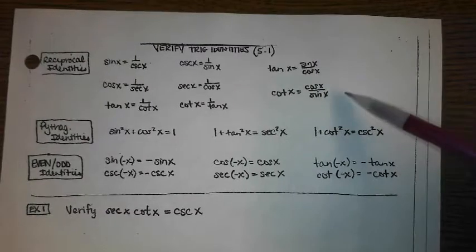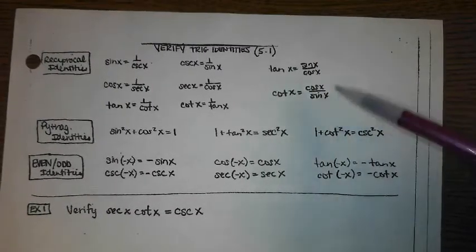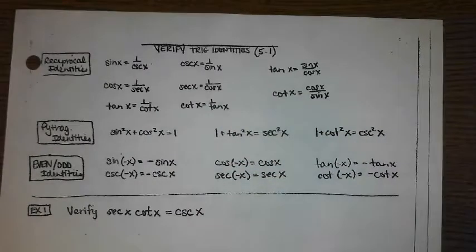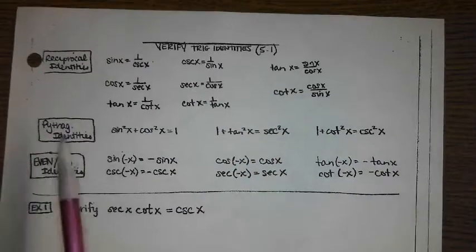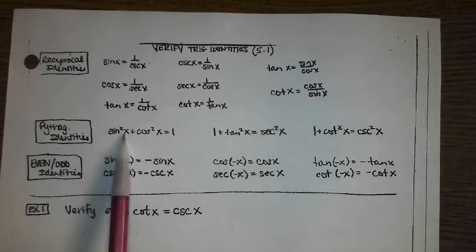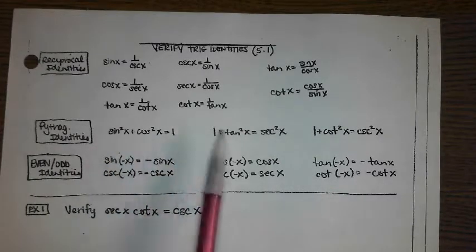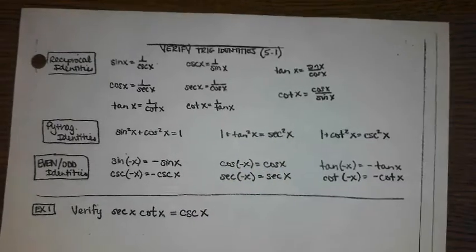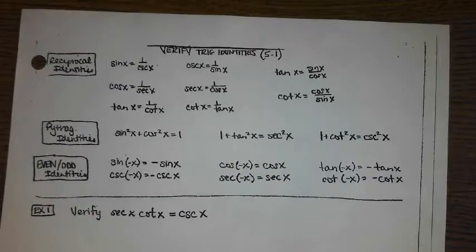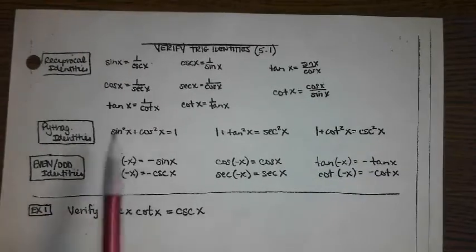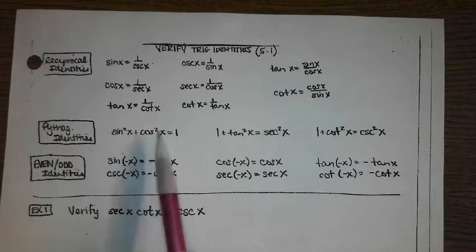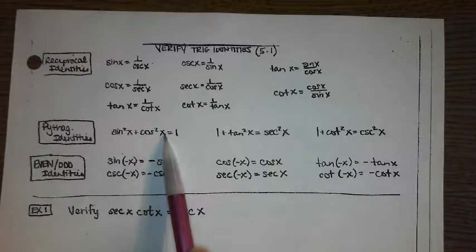Here's all of our reciprocal identities, so we can always substitute out a sine x and replace it with 1 over cosecant or vice versa. The Pythagorean identities you haven't seen in a while. This one, yes, we talked about last chapter: sine squared plus cosine squared equals 1. But you also need to know these two Pythagorean identities. They will not be on your reference sheet. None of these three will. None of this stuff will, to be honest. But this one I'm pretty confident you know.